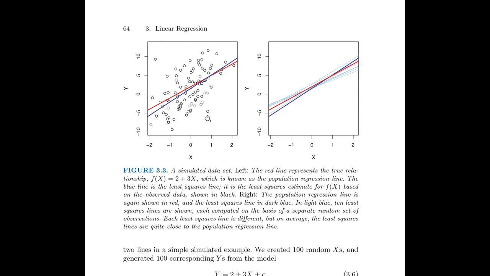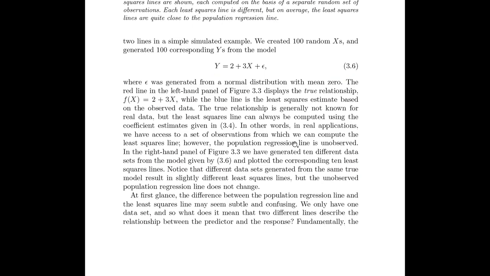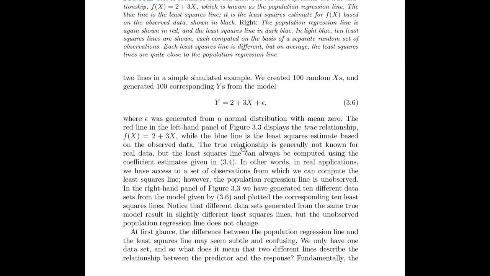Least squares regression, minimizing the RSS, creates the blue line. And if this is sounding repetitive, it is repetitive. I may even be repeating more than the book over here, which is saying something, isn't it? However, the population line is observed in the right-hand panel of figure 3.3. We have generated 10 different data sets from the model given by 3.6.